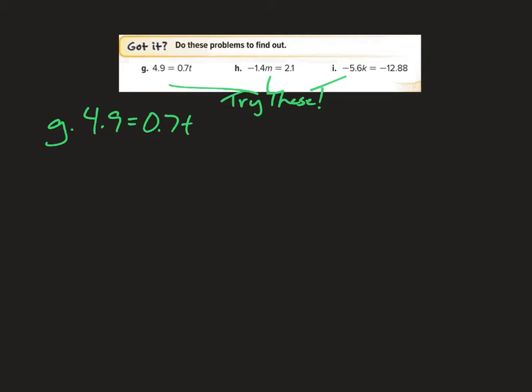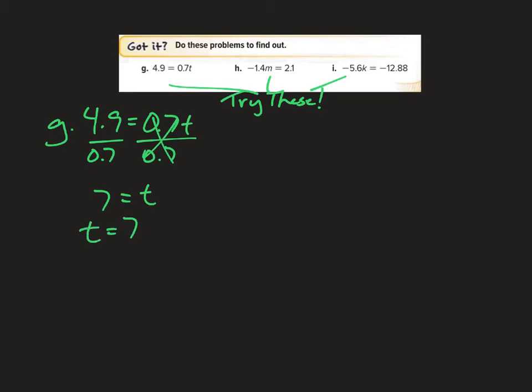And remember, I said all you have to do is divide by the coefficient of t, which in this case is 0.7. The right-hand side cancels. 4.9 divided by 0.7 is 7, so we get 7 is equal to t. Or we can flip it around and say t is equal to 7.